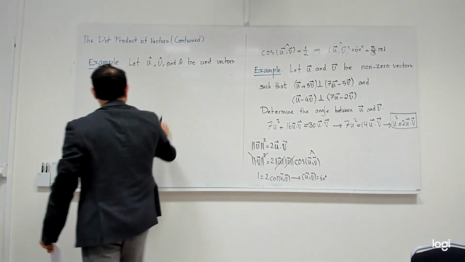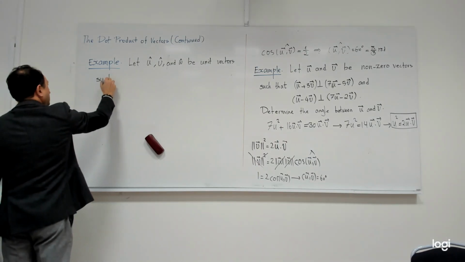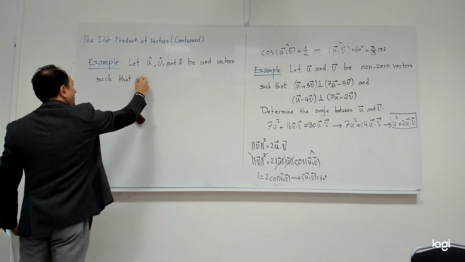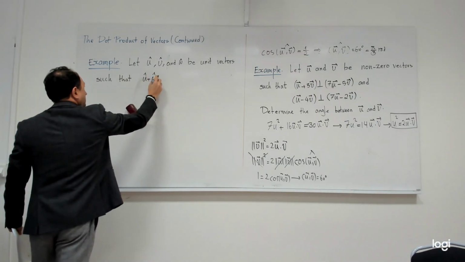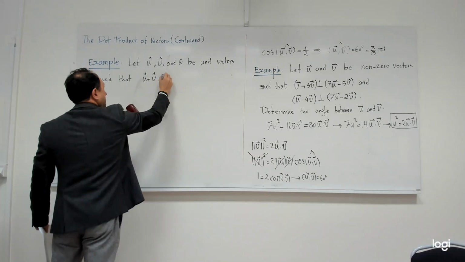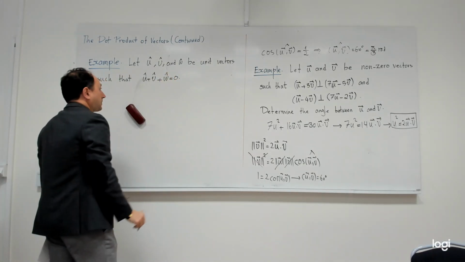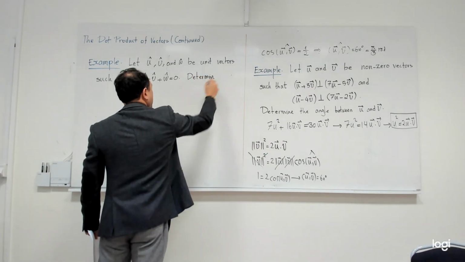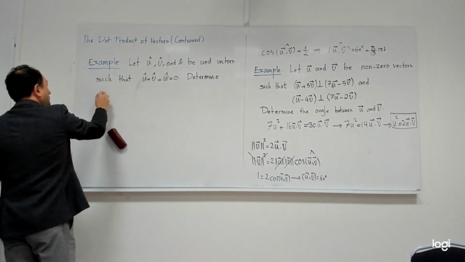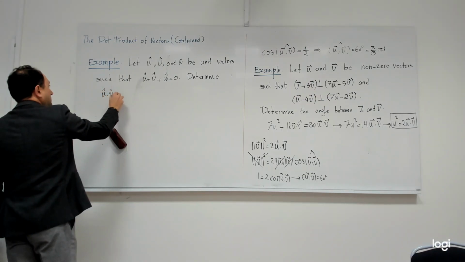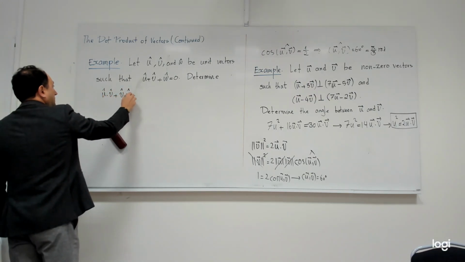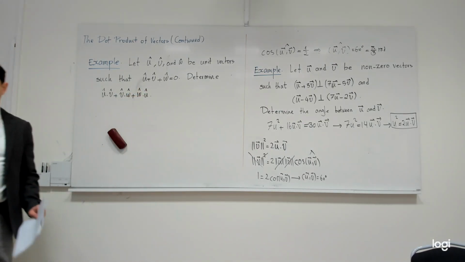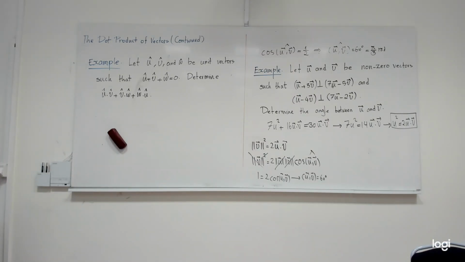And this is very, very simple, such that U hat plus V hat plus W hat is equal to 0. Determine U dot V plus V dot W plus W dot U. So we want to determine this. This is very simple, I think.